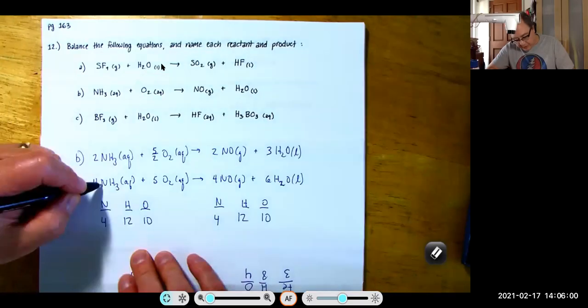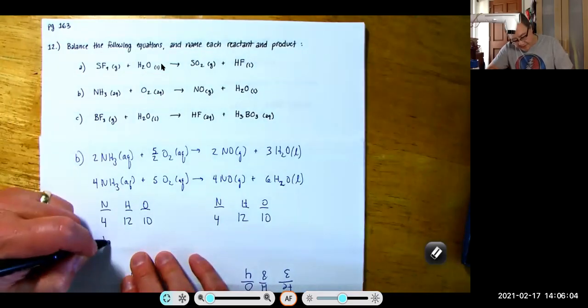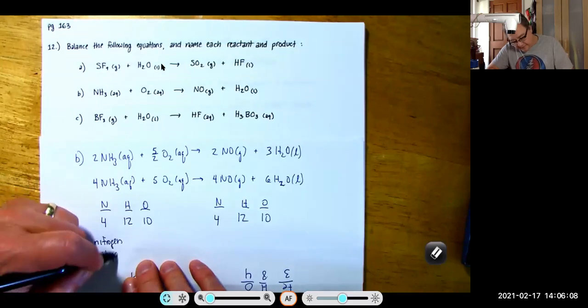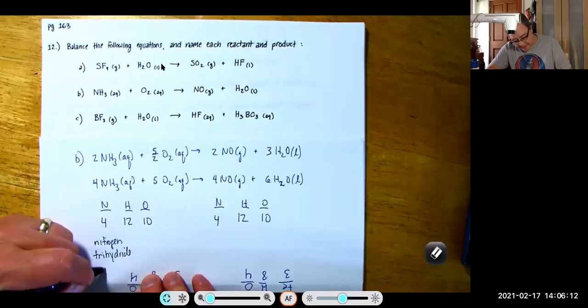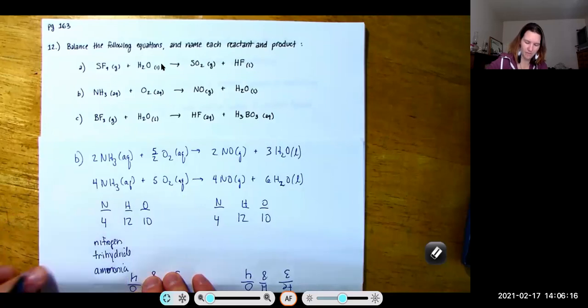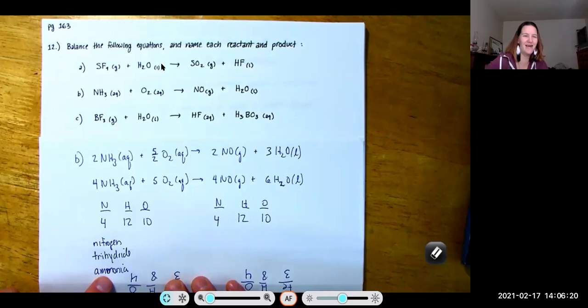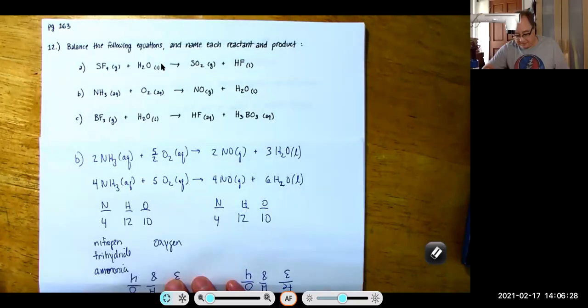What do you call this one? Nitrogen trihydride. It's also called ammonia, and you should know that name. That's 2 M's there. Ammonia. What do you call this guy? You call it oxygen.